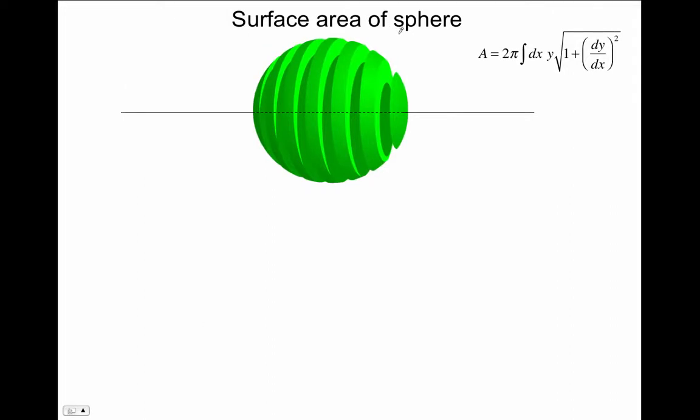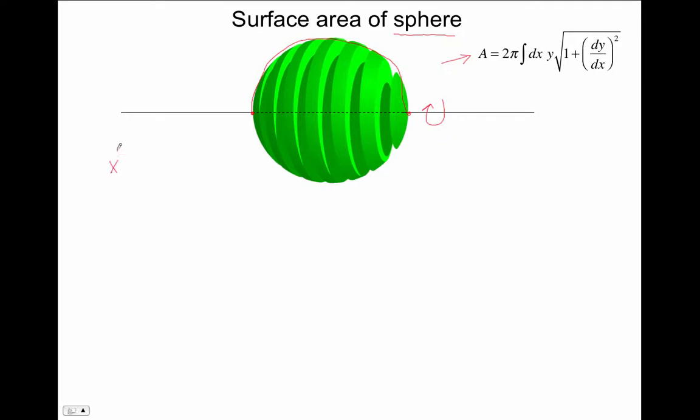We're now going to get the surface area of a sphere using the same formula. And here, this sphere has been generated by taking this half circle which I'm trying to draw, which bounds this sphere, and rotating through 2 pi. Now let's get first of all the equation of the half circle.